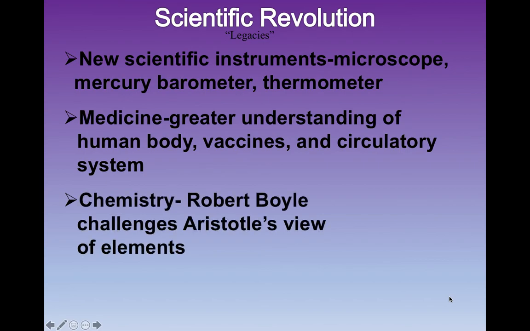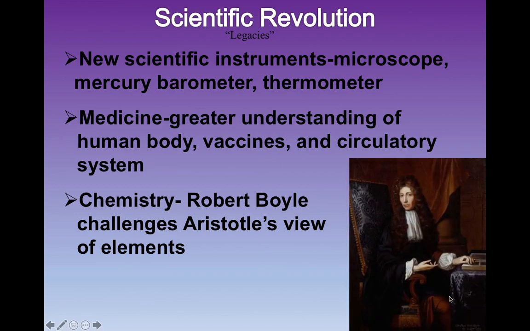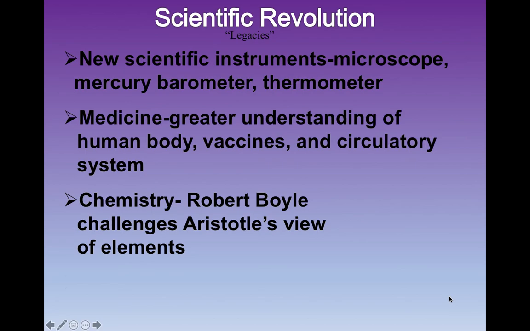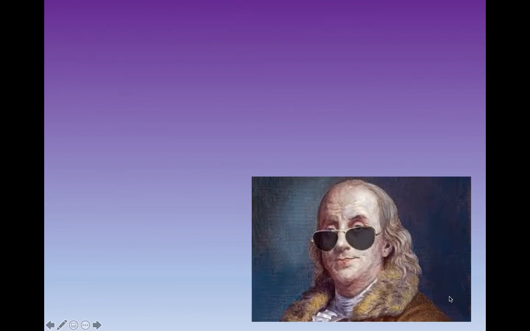You also have chemistry. Robert Boyle challenges Aristotle's view of the elements, and the modern chemistry periodic table that we have today is because of Robert Boyle there. Another individual with great hair. And the scientific method, of course, as we've mentioned before. Big legacies during the scientific revolution.